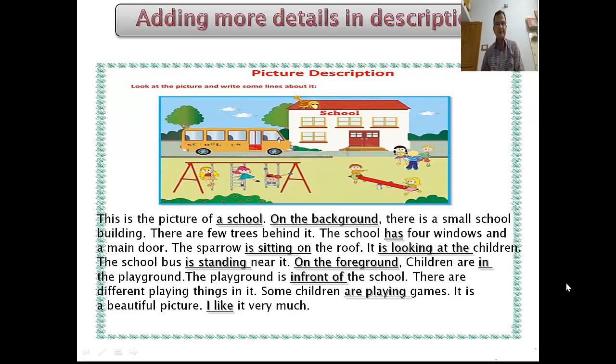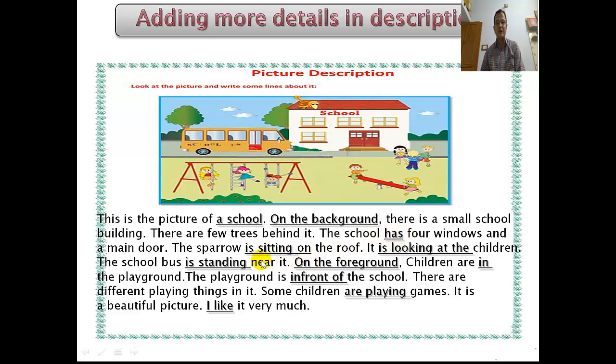Now in this picture, first we mentioned the subject of this picture, a school. Another thing is the background. See this background, the background, small school building. Then has, to have. We have used the to have sentence. To have is an auxiliary verb. Another thing is we also use present continuous sentences.